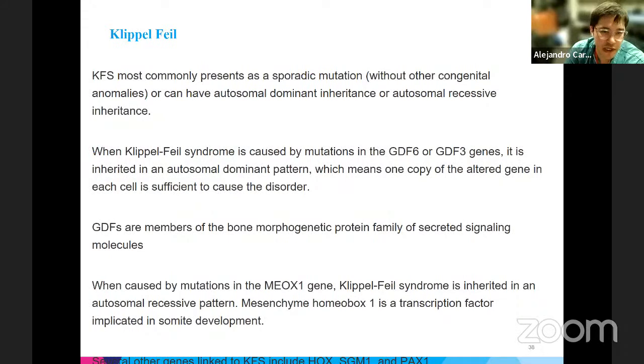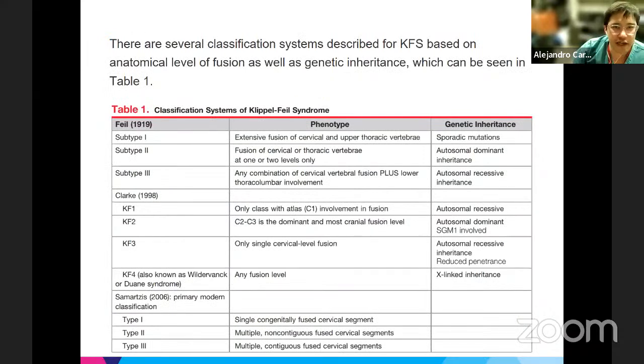It can be caused by mutations in GDF6 or GDF3 genes, which is inherited in an autosomal dominant pattern. And these GDFs are members of the bone morphogenic protein family. When it's caused by mutations in the MEOX1 gene, it's inherited in an autosomal recessive pattern. Several other genes are linked to Klippel-Feil, including Hox genes, SGM1 and PAX1. There are several classification systems summarized in the table.